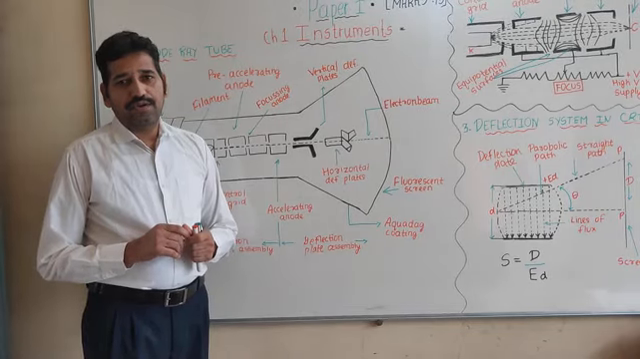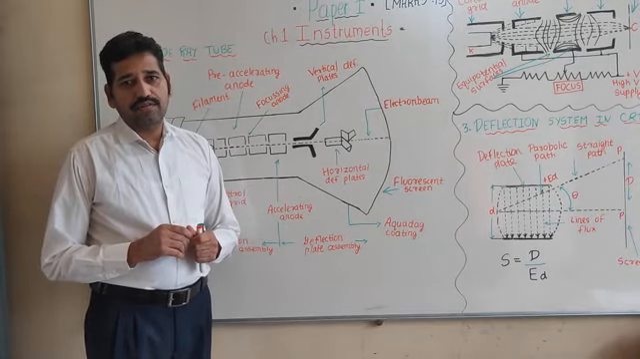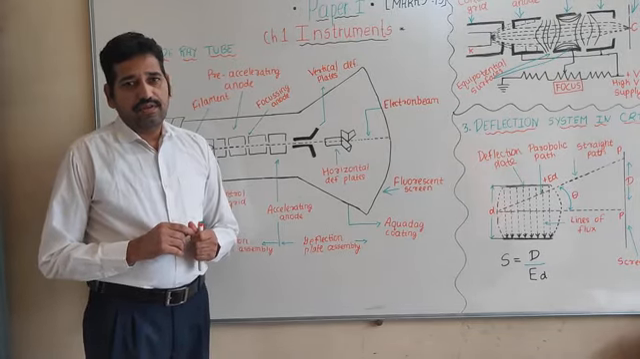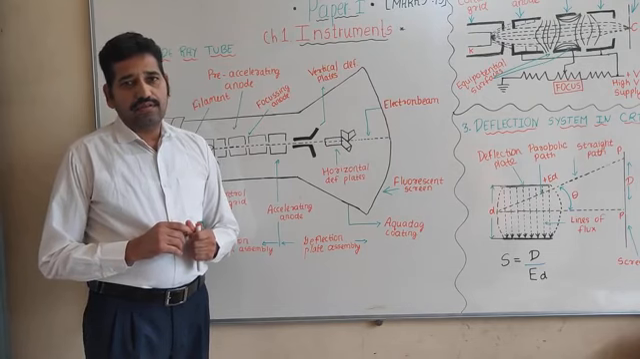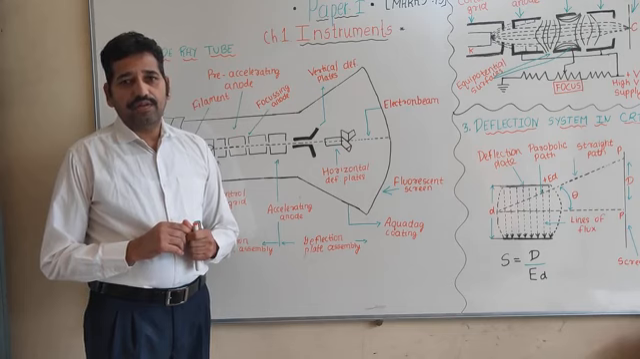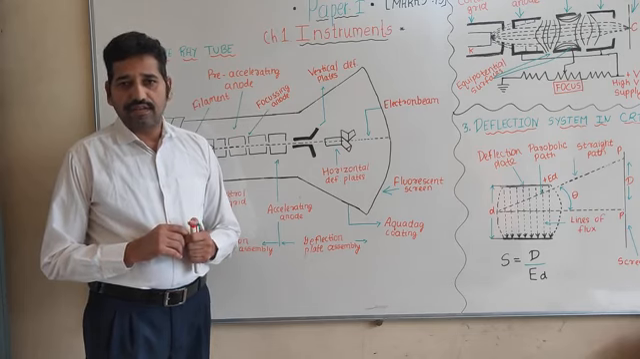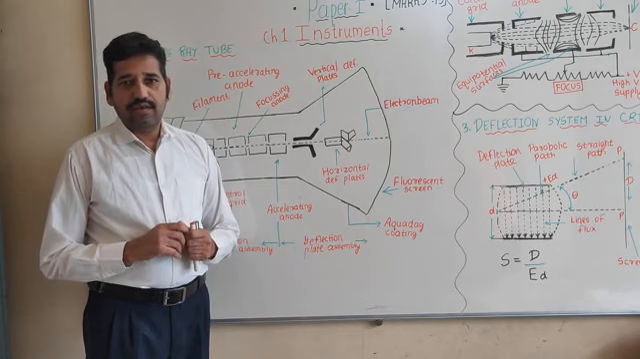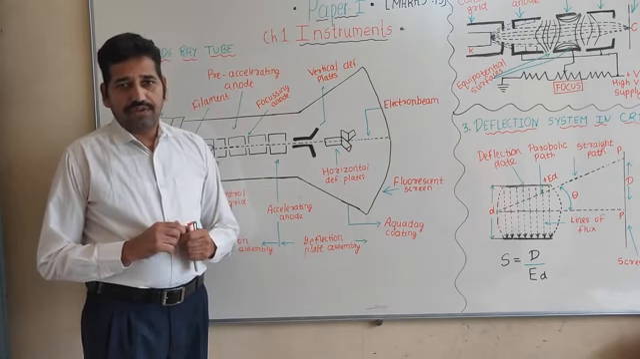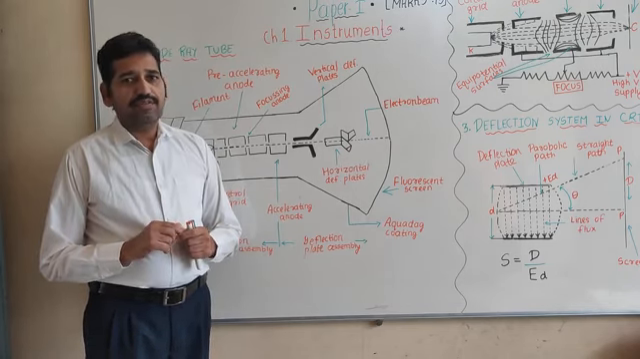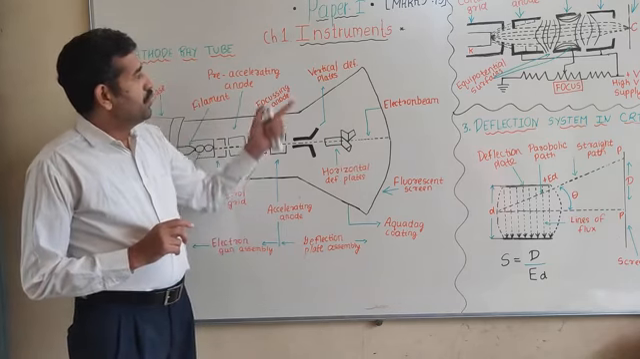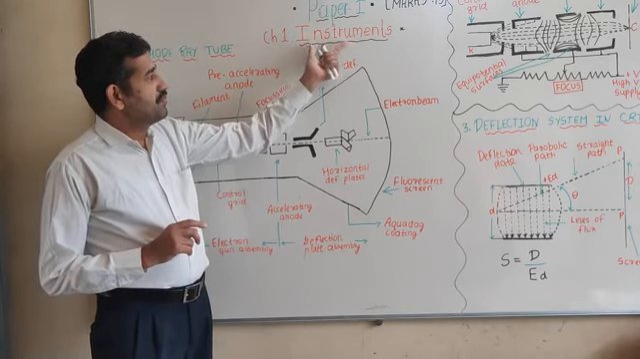Dear students, we are going to start the electronics syllabus. In the electronics subject, there are two papers. The first paper is applied electronics and the second is digital electronics. In the first paper, applied electronics, there are 6 chapters. The first chapter is instrumentation. Today we are going to study the first chapter, instruments.